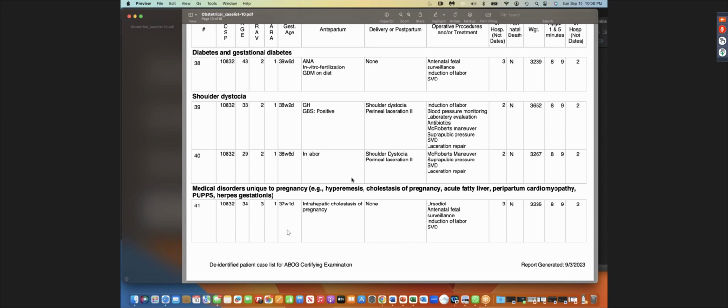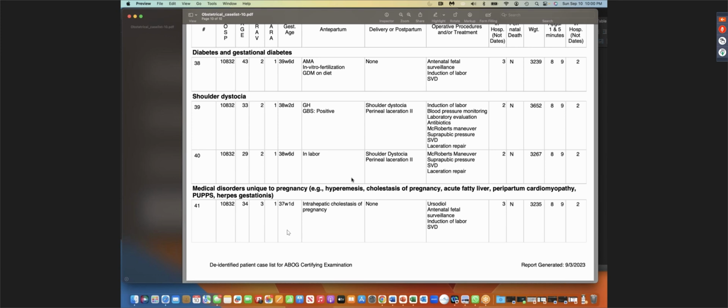So was there anything suspicious in this patient's history that could have potentially made you predict that she could have had a shoulder dystocia or that she was at an increased risk of shoulder dystocia? No, not at all. This was a thin patient with a prior unremarkable delivery, no gestational diabetes, nothing.